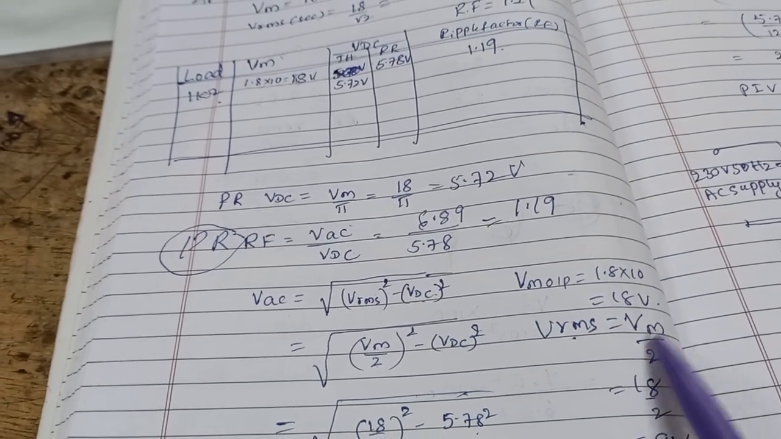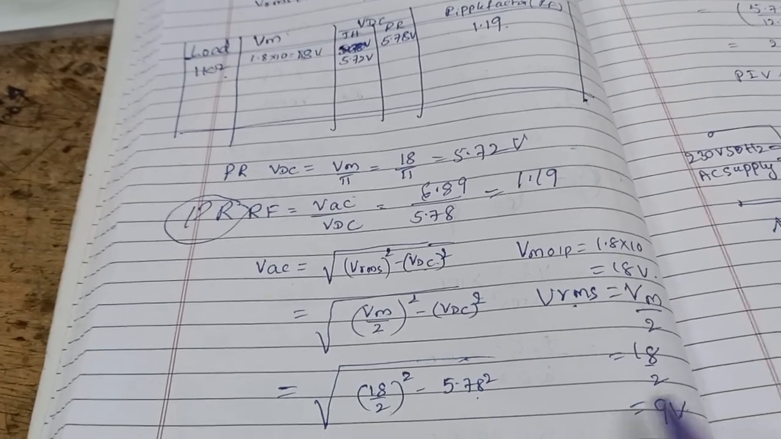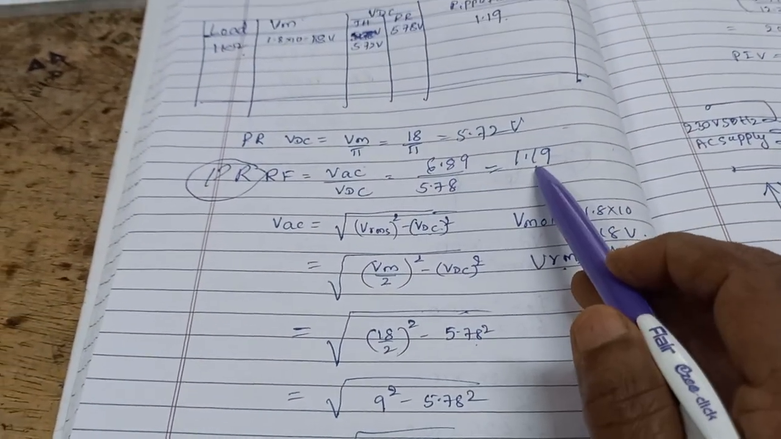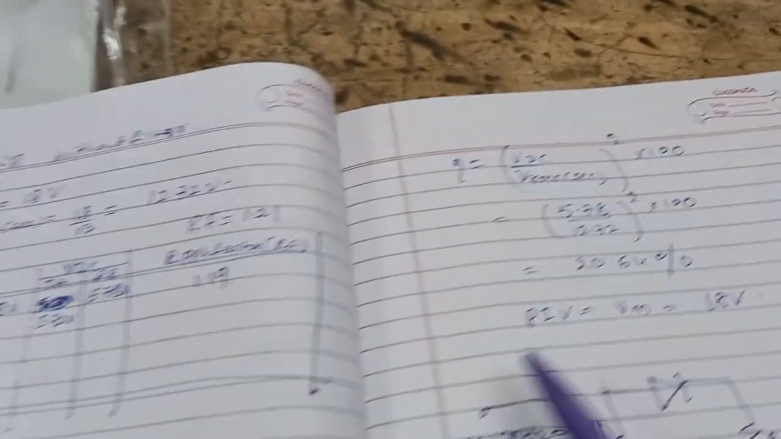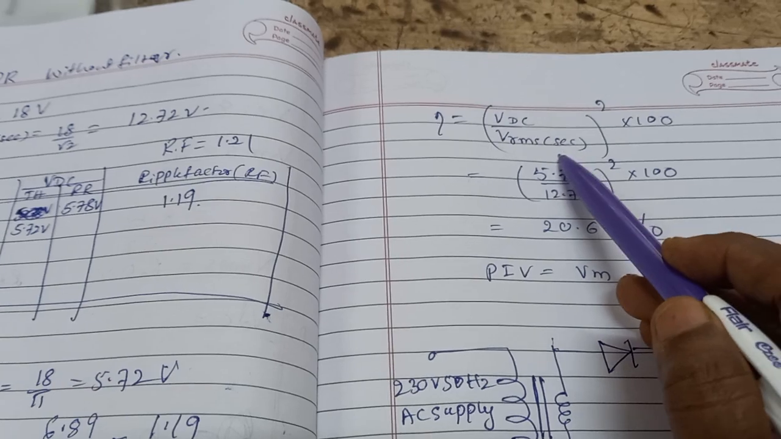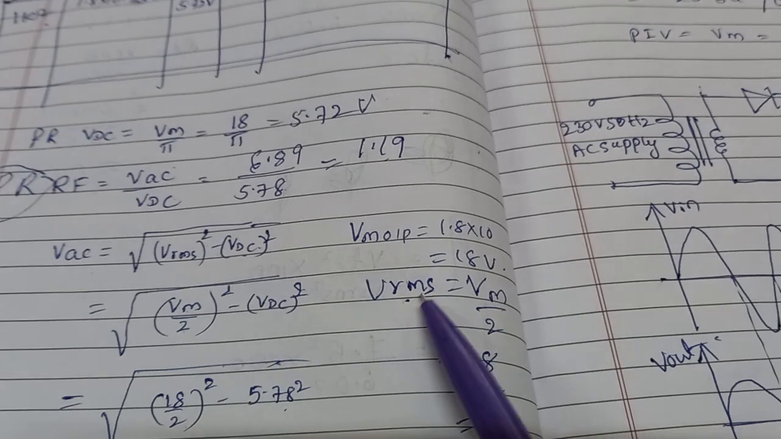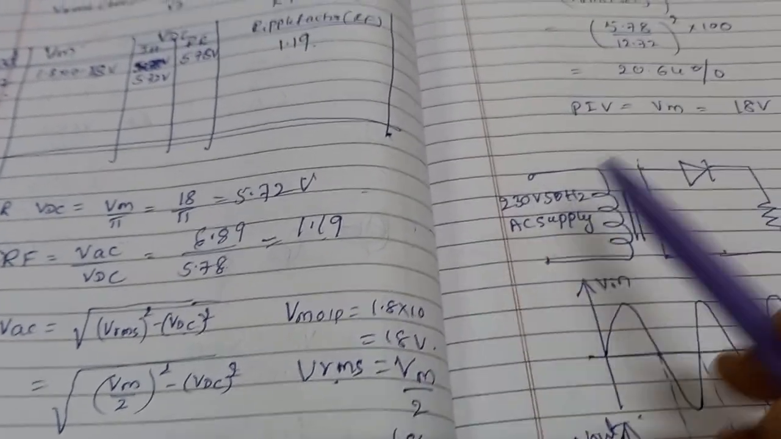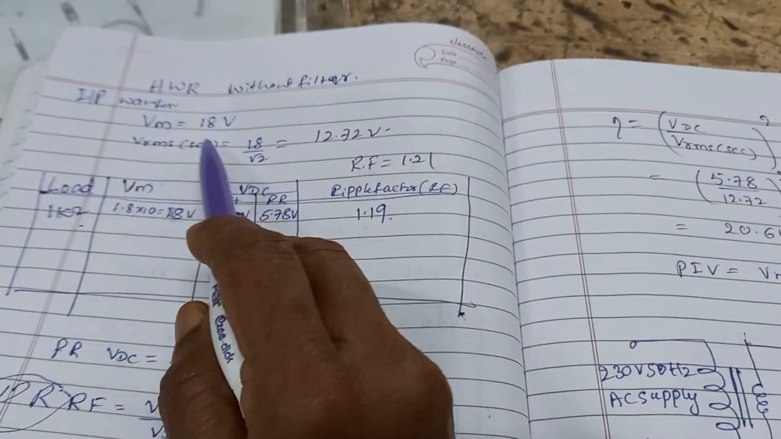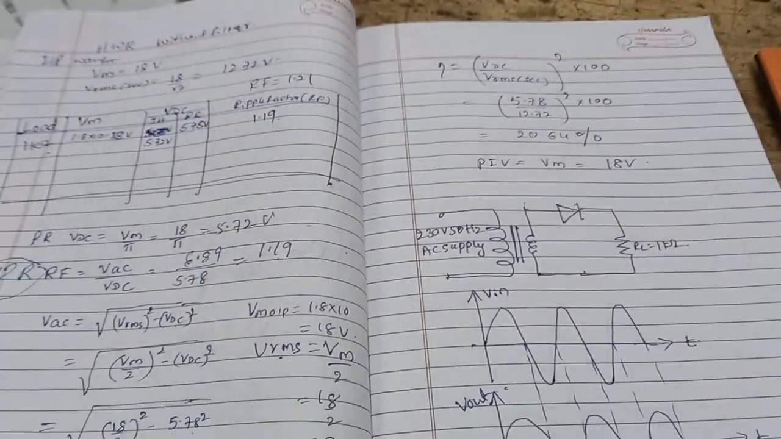So how do we get Vm? This Vm is from the output waveform. From the output waveform we get Vm divided by 2. After substituting this we will get VAC. Take the ratio of VAC by VDC, and we will get the practical value of ripple factor. And efficiency is VDC by VRMS, whole square. This VRMS is from the input waveform in the efficiency, and the VRMS for ripple is from the output waveform Vm value. After substituting you will get efficiency, and PIV is Vm, the input waveform Vm. So in this way you can do the experiment on half wave rectifier.